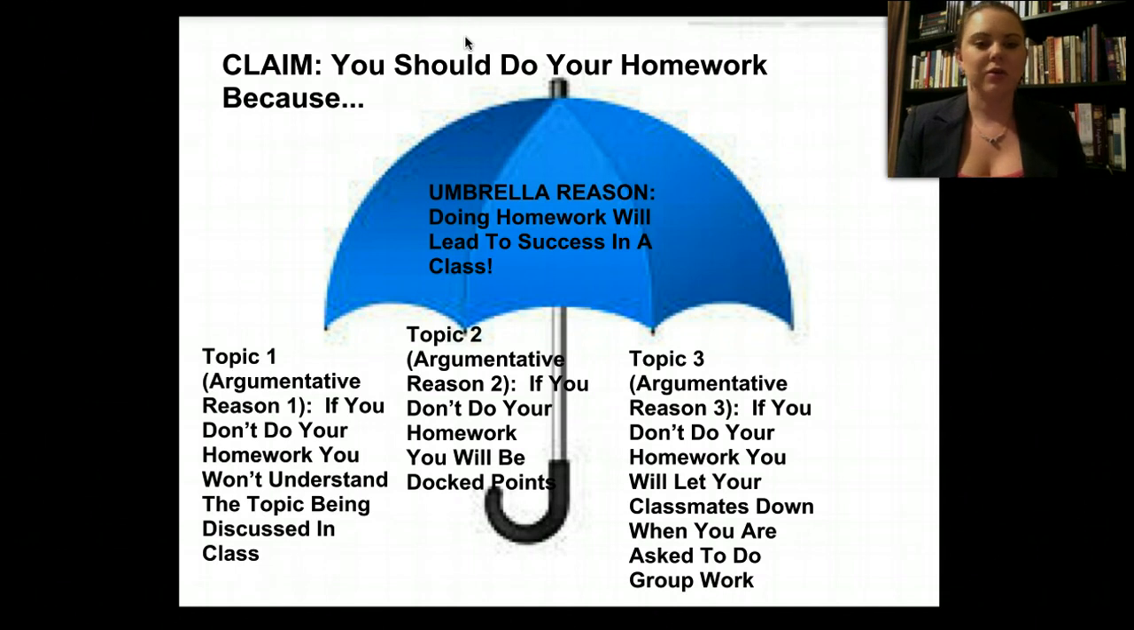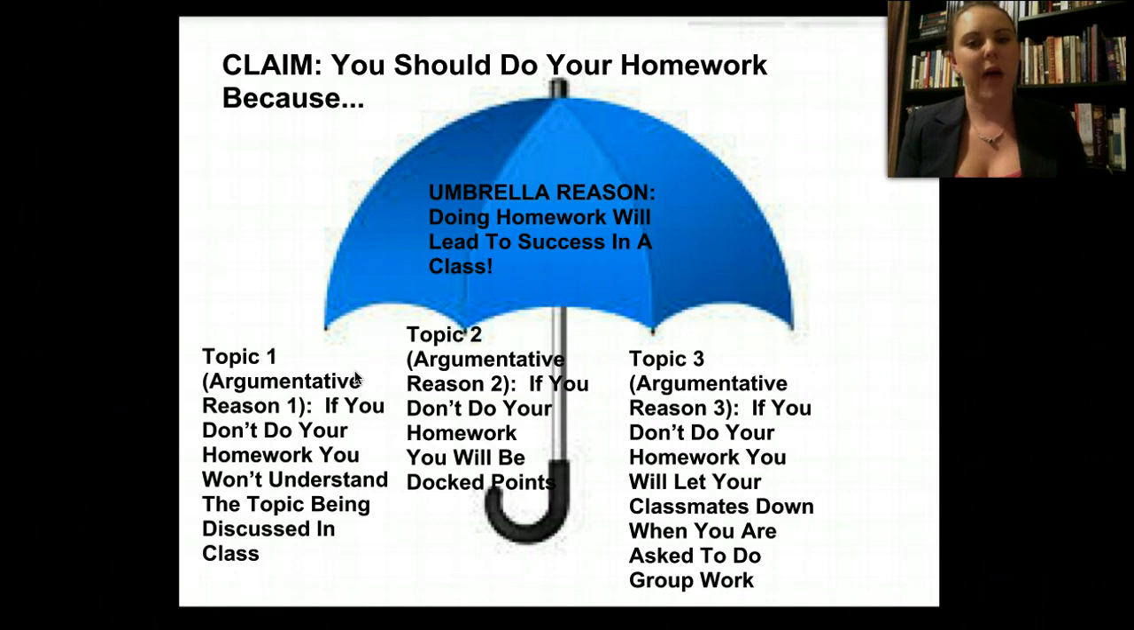So in the same example, you should do your homework because, okay, remember that's your claim plus the linking word. What a good umbrella reason might be is doing homework will lead to success in a class. Okay, underneath that umbrella are then your different topics. So topic 1, if you don't do your homework, you won't understand the topic being discussed in class. That ties to your success in the class, right? Okay, topic 2, that argumentative reason 2, if you don't do your homework, you will be docked points.